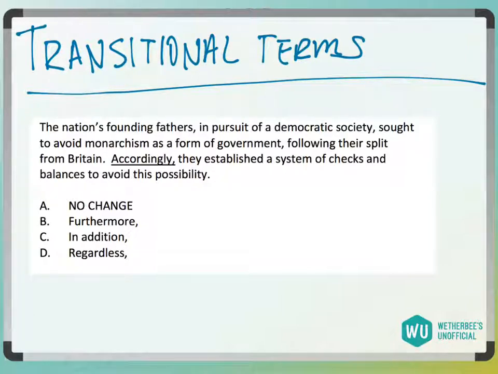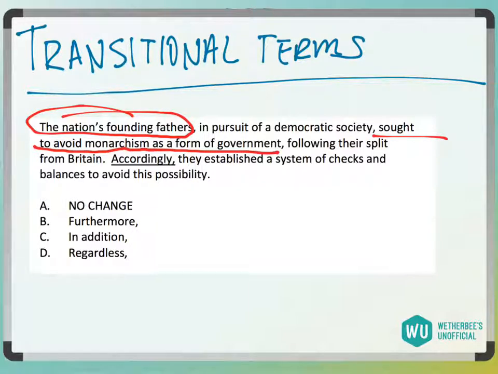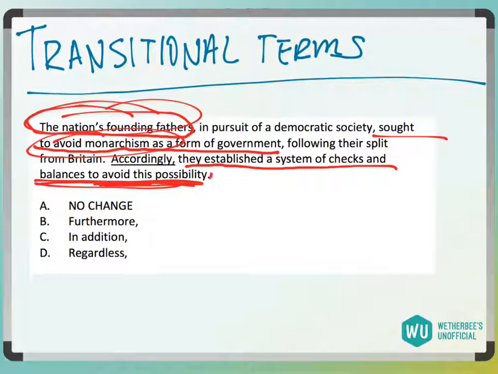So what I have here is the nation's founding fathers. What did they want to do? In pursuit of a democratic society, they did what? They sought to avoid monarchism as a form of government. So they didn't want monarchism as a form of government, after they split from Britain, which is less important. And then they established a system of checks and balances to avoid this. So they are seeking to avoid this one thing, and then they establish something to avoid it.